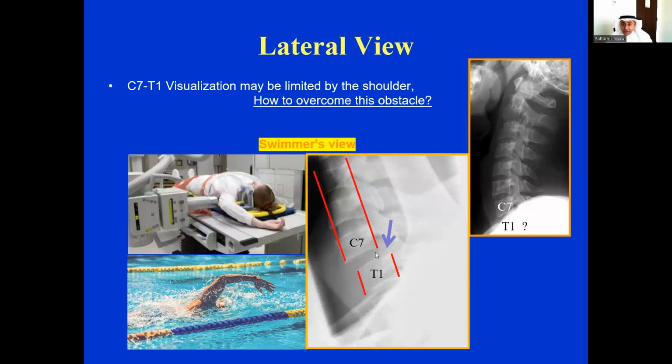And as it shows here, there is a complete anterior translation of C7 on T1, which is a significant flexion injury. We will come to this later on. So the swimmer view is an important view to remember to visualize the cervicothoracic junction. Placement of the arm above the head should be voluntary, and should not be forced on the patient, particularly in the setting of trauma.